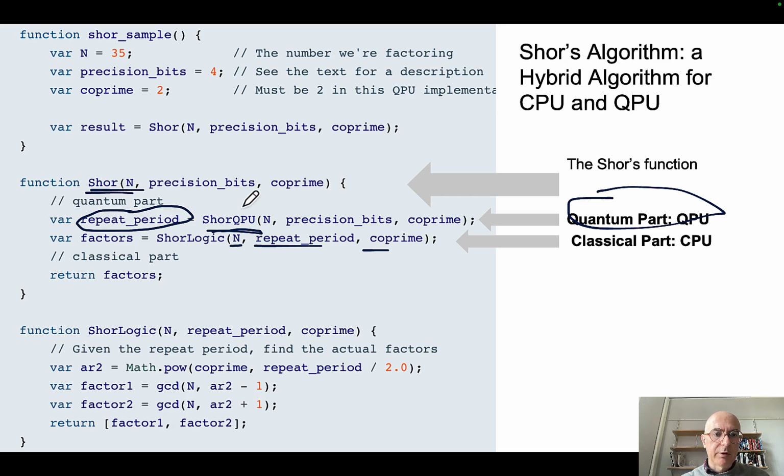So, just to summarize, the main function consists of two parts. One calculates the repeat period using the quantum computing part, and then one classical part, called Shor logic, takes the repeat period and calculates the prime numbers P and Q. This part is based on the GCD calculation and is done on the classical side. You see, this is the classical part that is using the two GCD factors.